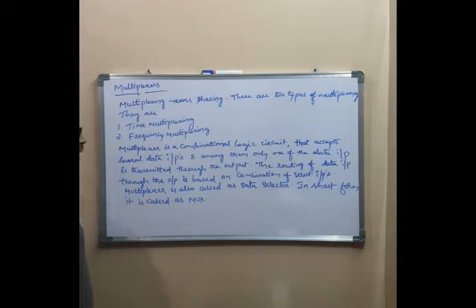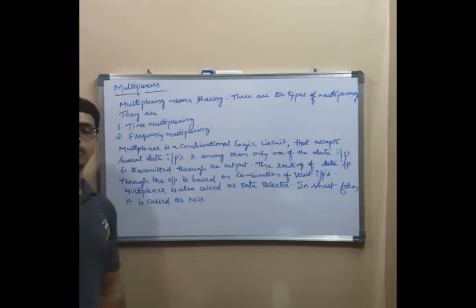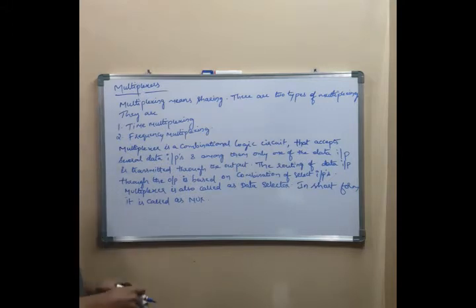Right? So finally, the multiplexer accepts several data inputs. Among these several data inputs, only one of the inputs is routed to the output. The routing is based on the combination of select inputs. Based on the combination of select inputs, the particular data input is passed to the output. It is also called a data selector because among several data inputs, it is selecting only one data at a time based on the combination of select inputs.